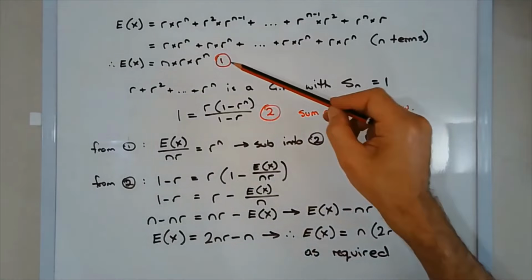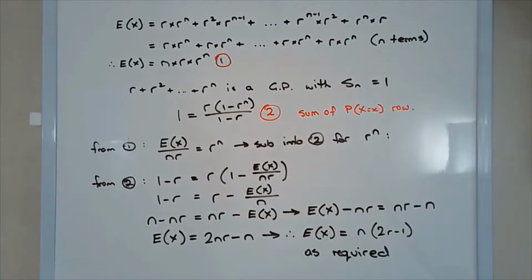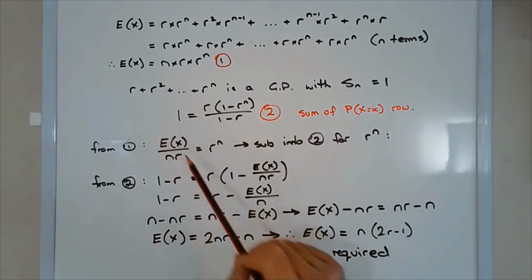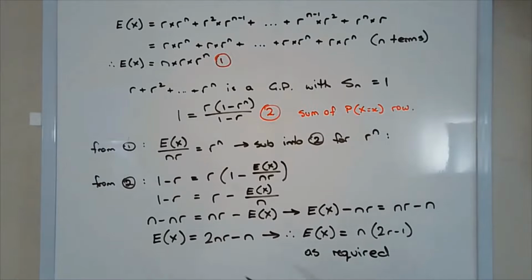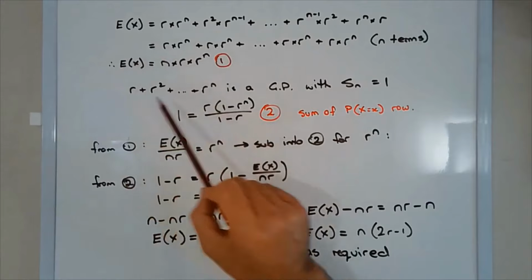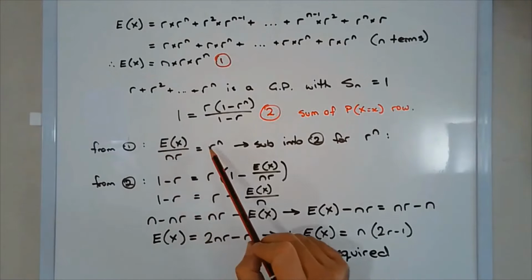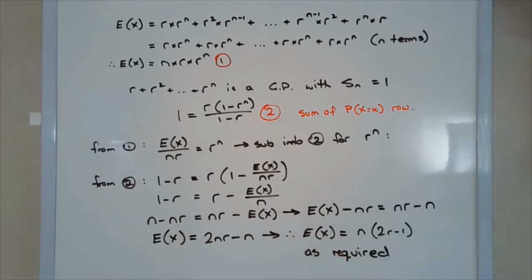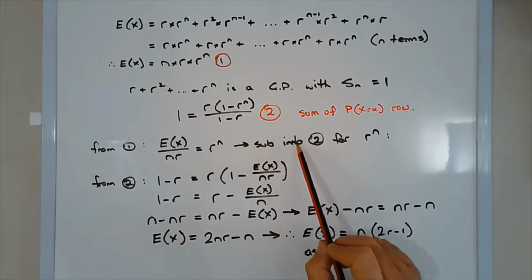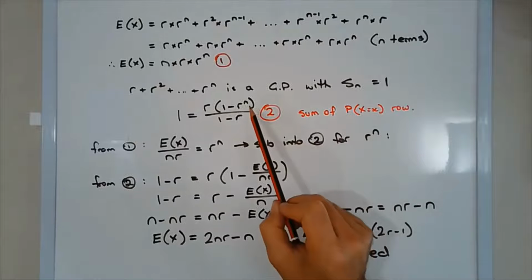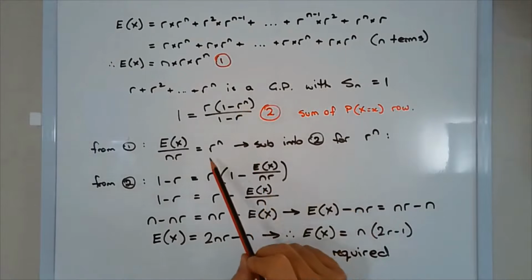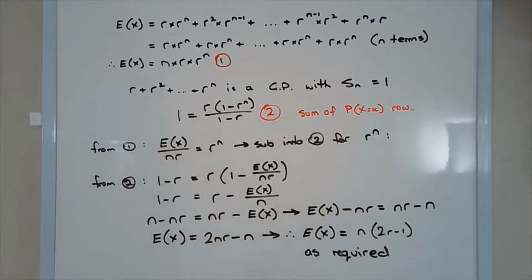So what we're going to do is then equate equations 1 and 2 together and make E(X), or expected value of x, the subject of the formula. So from equation number 1, I've rearranged this equation slightly. So E(X) over nr is equal to r to the power of n. So I want to eliminate this r to the power of n term, because in the end, the answer is in terms of 2r or 2r minus 1. There's no r to the power of n. And we're going to sub this into equation number 2 for r to the power of n. So we're going to replace this term here, r to the power of n, with E(X) over nr.